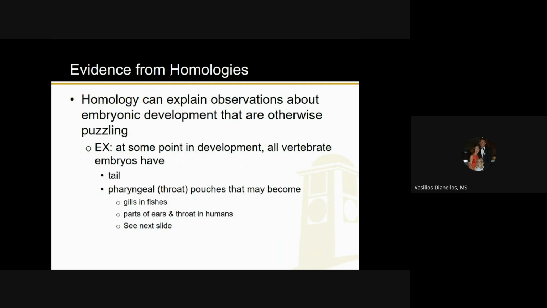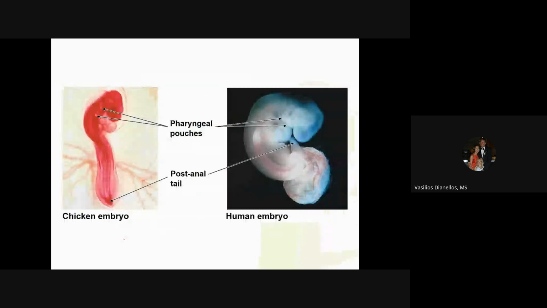So again, we're still talking about homologies, right? Homology can explain observations about embryonic development as well, right? So again, this is a different type of homology. Now we're talking about looking at embryos. And I'm not going to ask you any questions about this, so I'm just going to go ahead and go to the next slide and show you a picture of what I'm talking about.